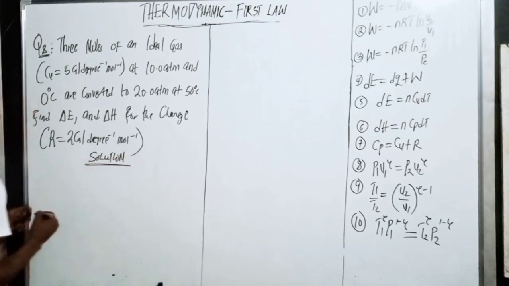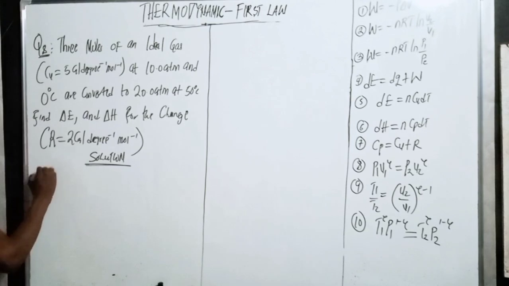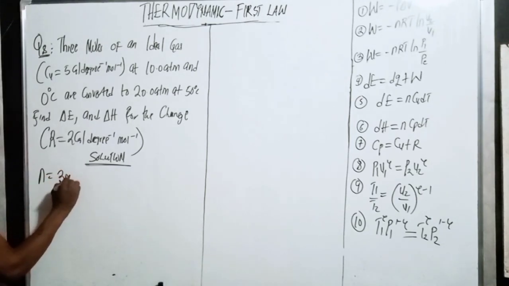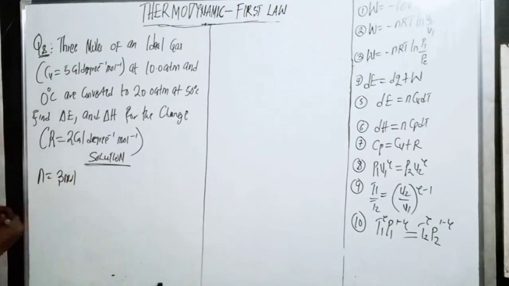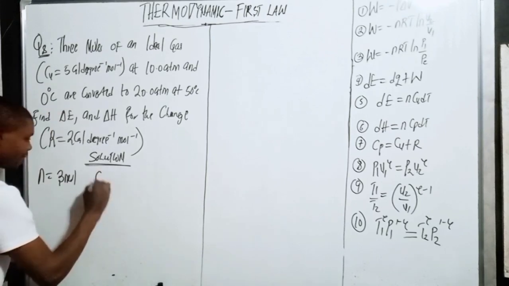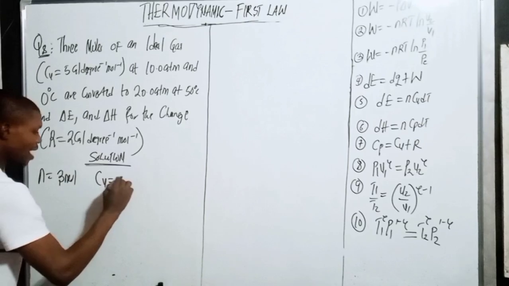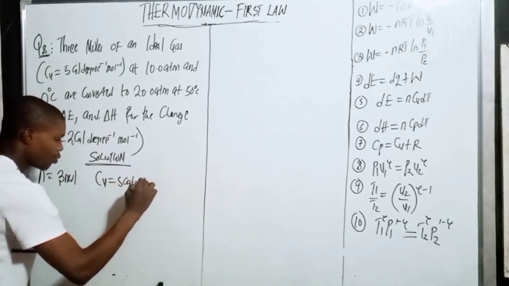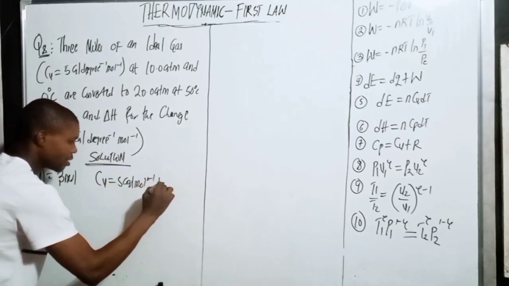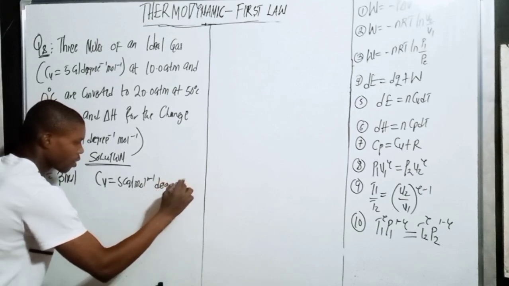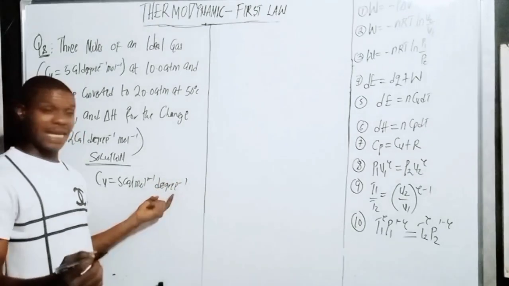What you want to do here is this. Here my n is 3 moles. Therefore, write out all the parameters. So 3 moles. Now my Cv, which was the molar capacity at constant volume, is 5 calories per mole per degree, and this per degree you also know as Kelvin.